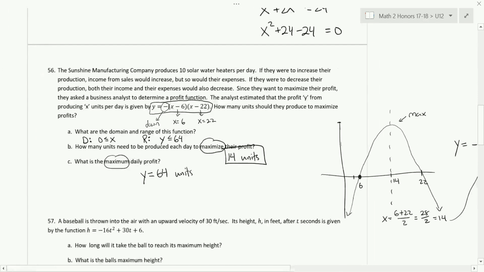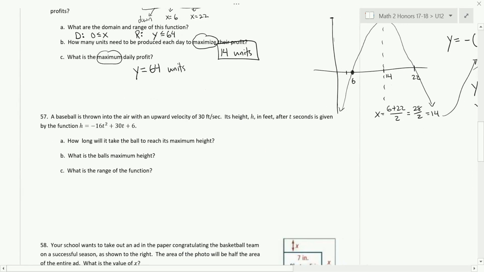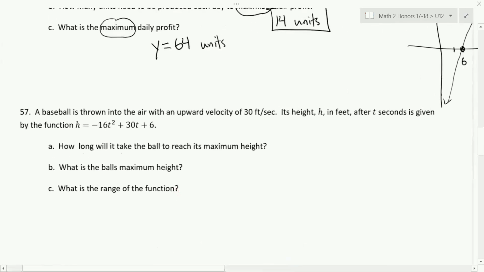Question on 56. Okay. Now on to 57. 57's given us an equation. It's quadratic. It's in which form? Standard form. Okay. And you read about the problem. It's about a baseball being thrown into the air. It's got height in feet, and t represents seconds. So we know the units of this function.